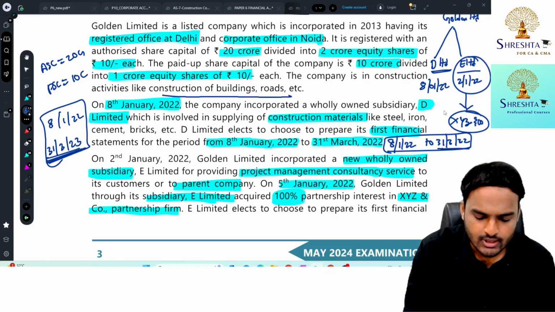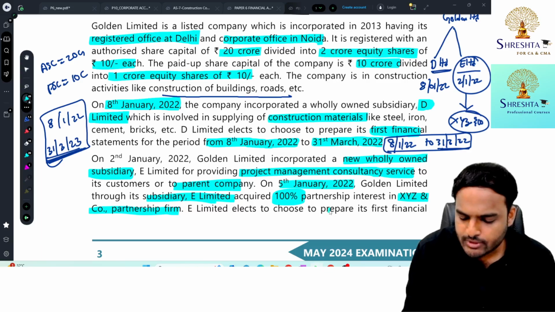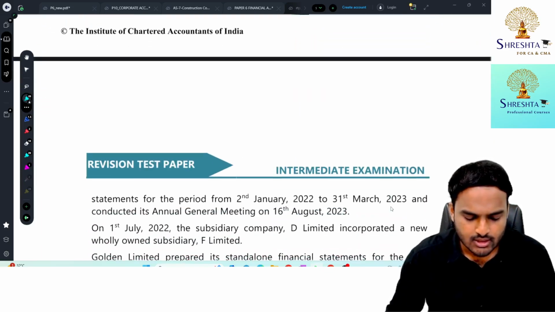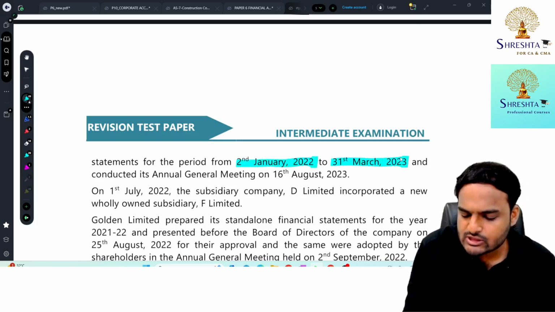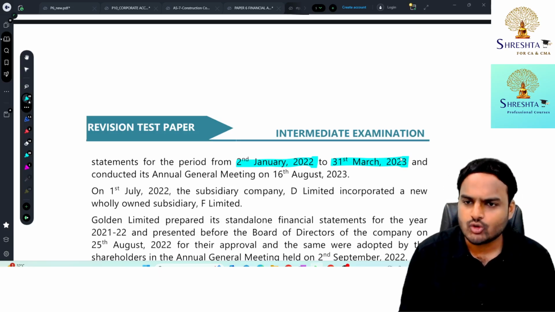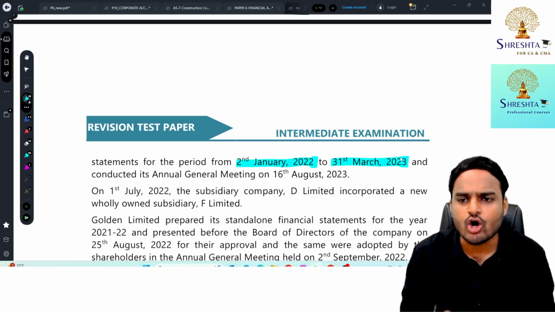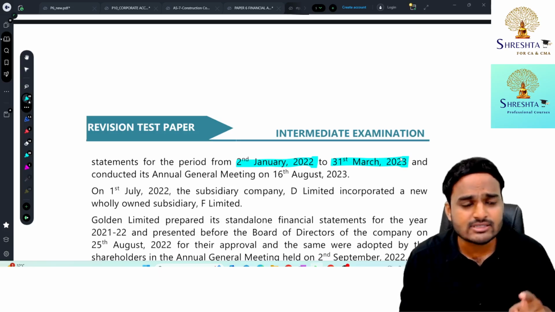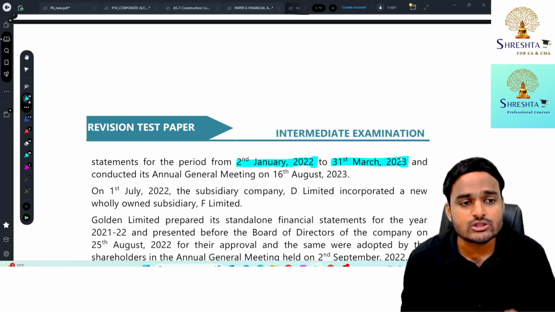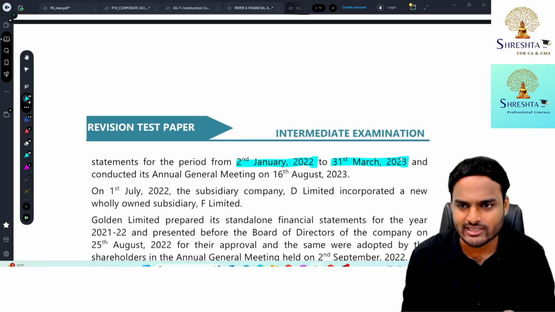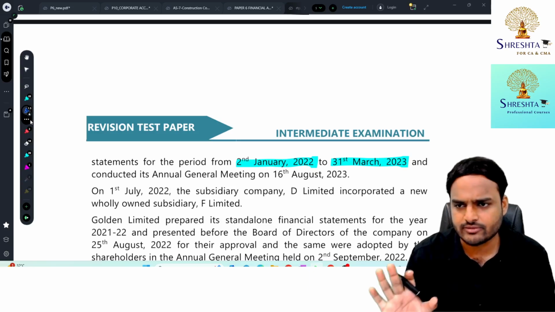So through its subsidiary E Limited, yes, it acquired a partnership interest in XYZ and Co. Next, E Limited elects to choose to prepare its first financial statements for the period from 2nd January 2022 to 31st March 2023. No problem. Just now I told you the general rule. What is the general rule? If a company is incorporated on or after 1st January, then company is required to prepare financial statements for the financial year and the closure date will be 31st March of following year. Yes or no? So here the decision of the company is acceptable. No deviation.